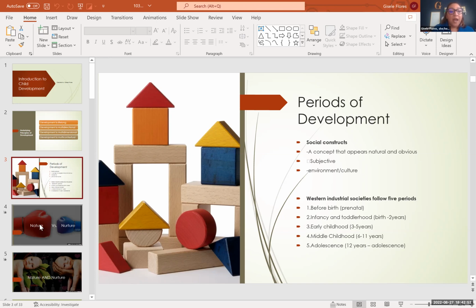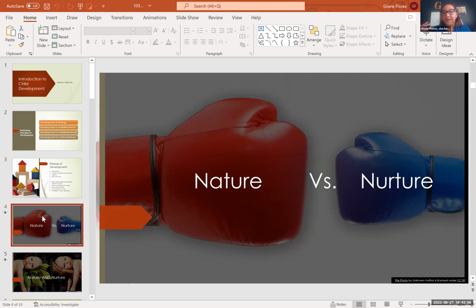Okay. Now let's look at some of the issues or some of the debates happening in the field of child development. The first one you might be familiar with. So for a long time, there was always these back and forths, these debates, these arguments. No, nature has more of an influence. No, nurture has more of an influence. And it's back and forth and back and forth.